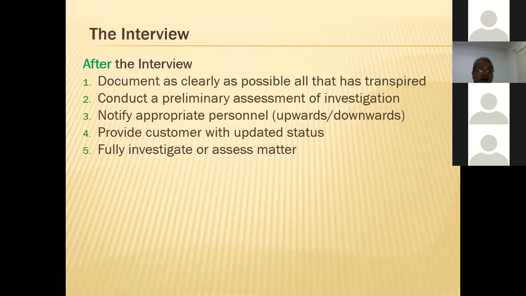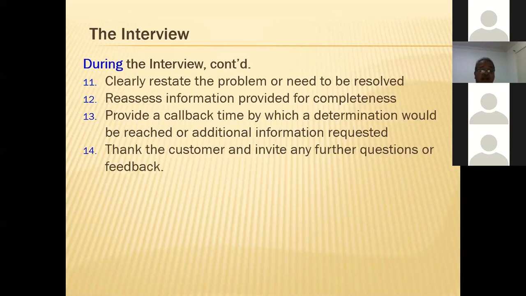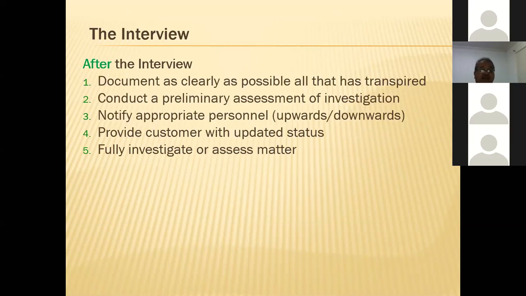Notify any appropriate person up or down as required. This may not be a step that's required in your organization. Make sure you provide the customer an updated status. That's going back to this point here, point number 13: provide a callback time by which a determination will be reached or additional information requested. That's where that comes in, okay?